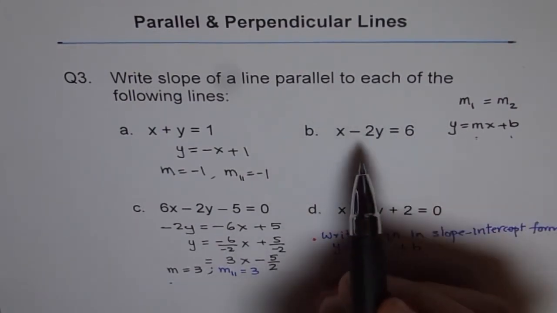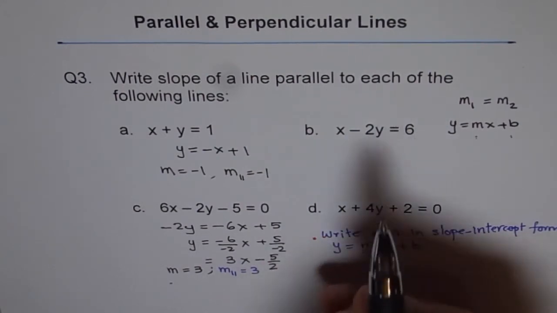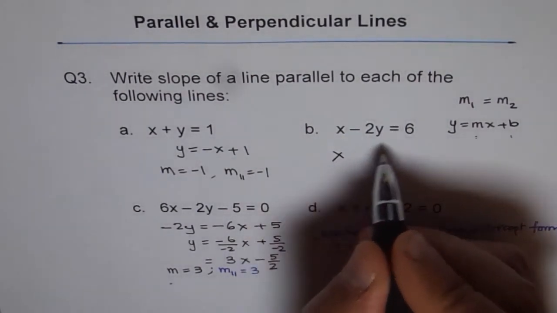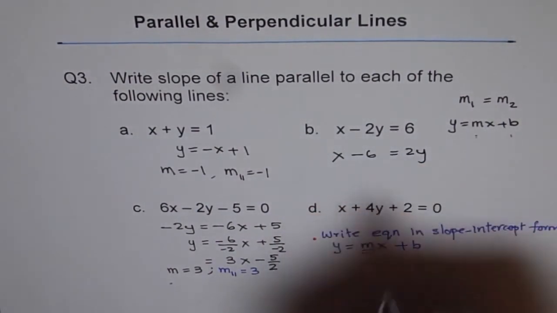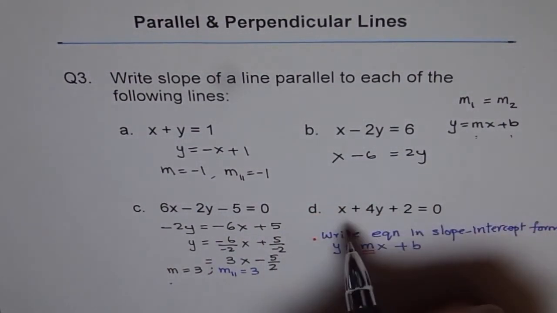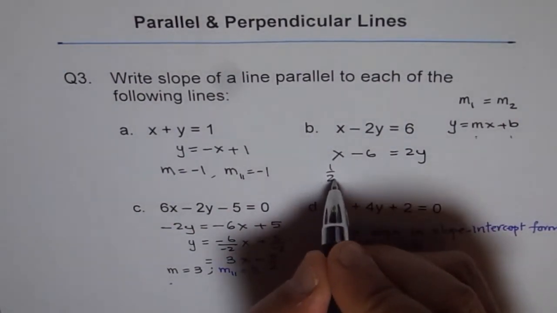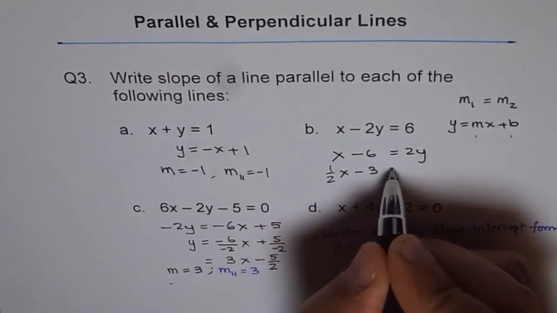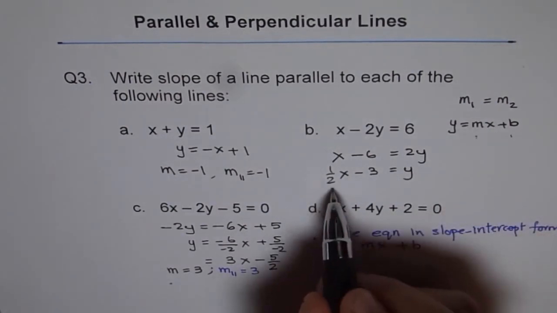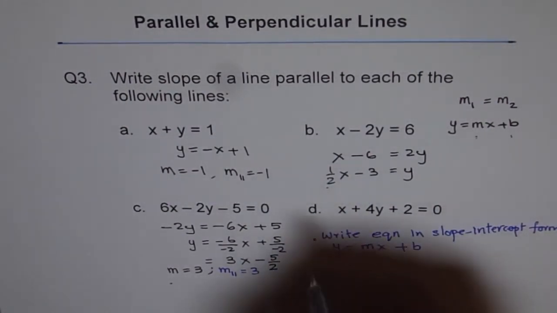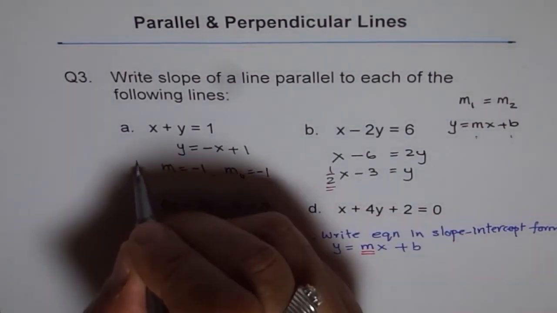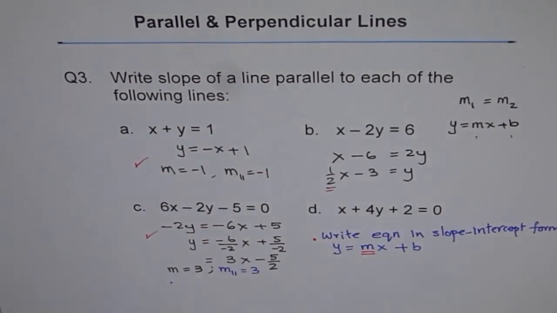So what we can do is take minus 2y to the other side. So we're left with x, and we'll bring 6 here. x minus 6 equals 2y, right? Then we can divide by 2. So we get half x minus 3 equals y. So here the slope is half, correct? So you could do it either way, right? But I'll prefer this way of doing it. Okay? Now let's move on to the next question.